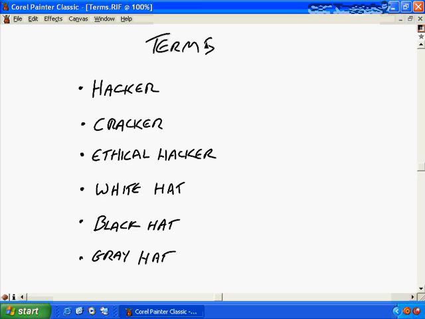In any case, we have terms also for different kinds of people that perform different kinds of roles in the hacking world. And although there are more terms than just the ones I'm going to show you here, we'll go over some of the major ones that at least we should be familiar with.